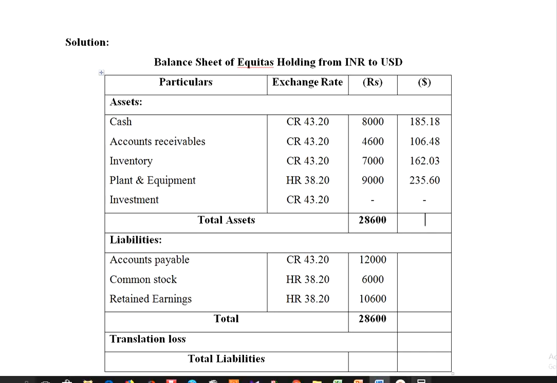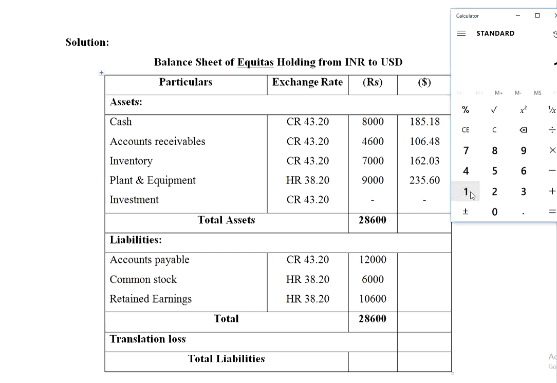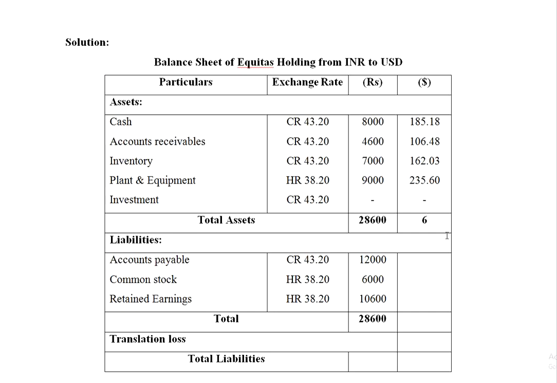And what you have to do is make a total of all this amount. 185.18 plus 106.48 plus 162.03 plus 235.60. It will come to 689.29. So let us write this, 689.29, right? So you have calculated the total assets. This is called total assets, right?